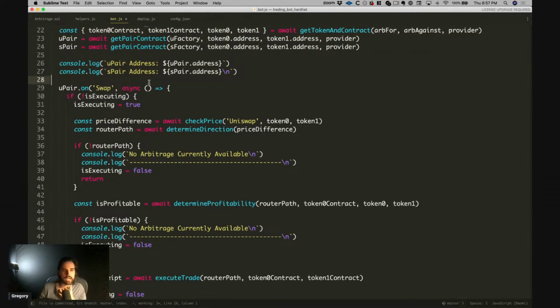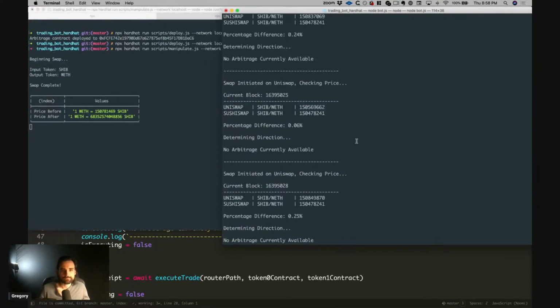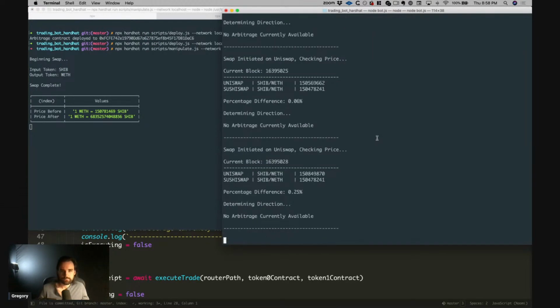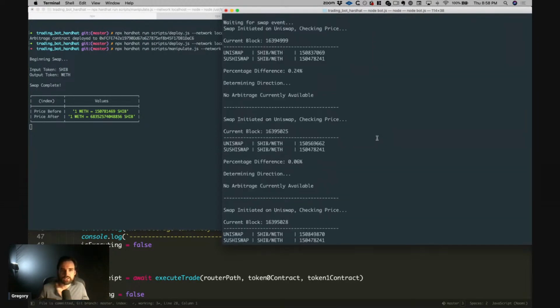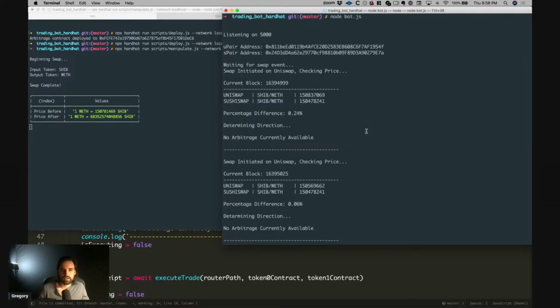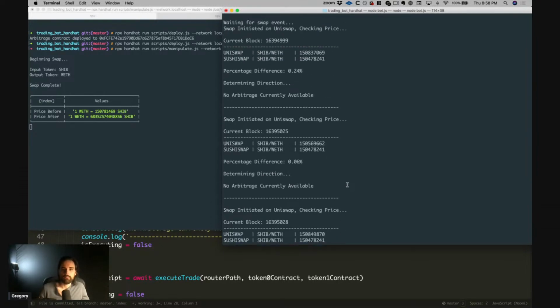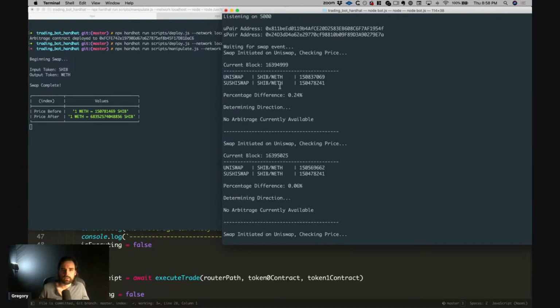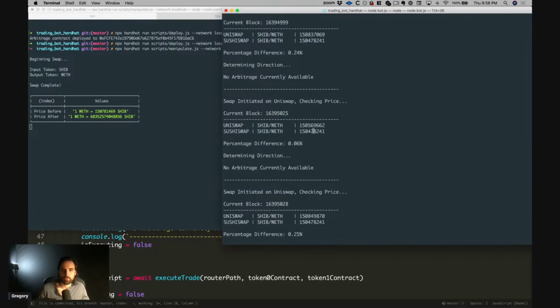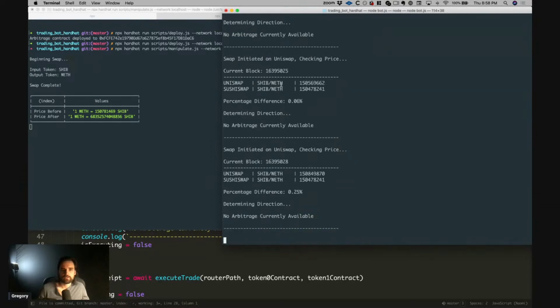So let's talk about how it actually listens for opportunities. It really deals with swap events on the blockchain. You can see I've got the bot looking for arbitrage opportunities on the real blockchain. A couple of different things have popped up. It did not currently find a profitable opportunity, and that's okay. It's saying current block this, price difference this, determine direction, no arbitrage currently available, et cetera.